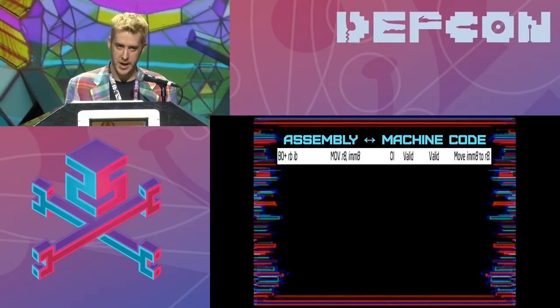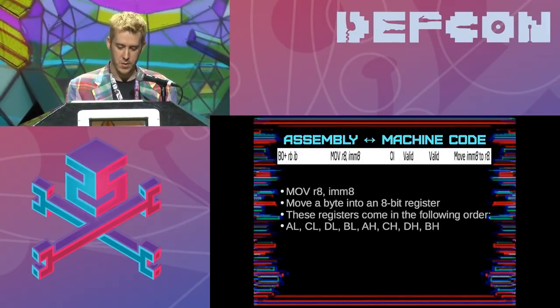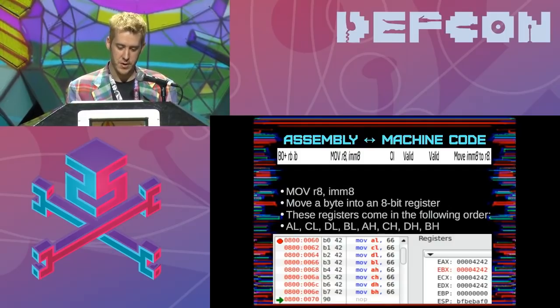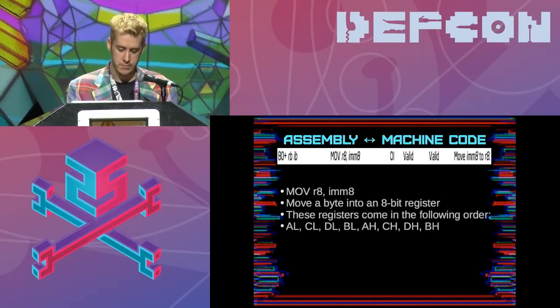But then taking it up one more level, we got the move instruction. So it's kind of like increment where we have B and then the 0, 1, 2, 3 after the B is what register it corresponds to. And then we also add the immediate byte we want to move into the register. So the registers for this one being 8-bit values, those are the registers in order. And this is our variations of that. So we have B0 for AL, B1 for CL, and that's what the machine code looks like.